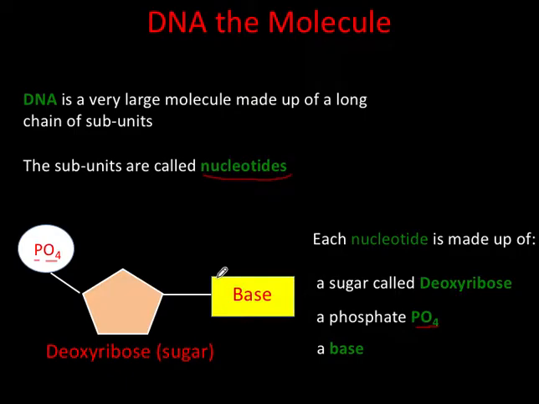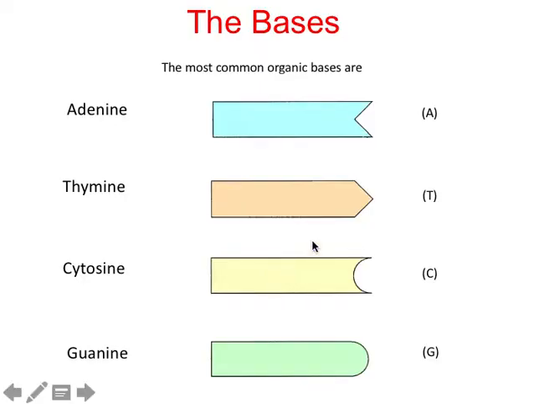So what are these bases? Well, there are 4 of them. The first is adenine, then thymine, cytosine, and guanine. These are often represented by a single letter. Adenine will be shown with A, thymine will be shown with T, cytosine will be shown with C, and guanine will be shown with G. And they can even be given shapes just to help you match them together.